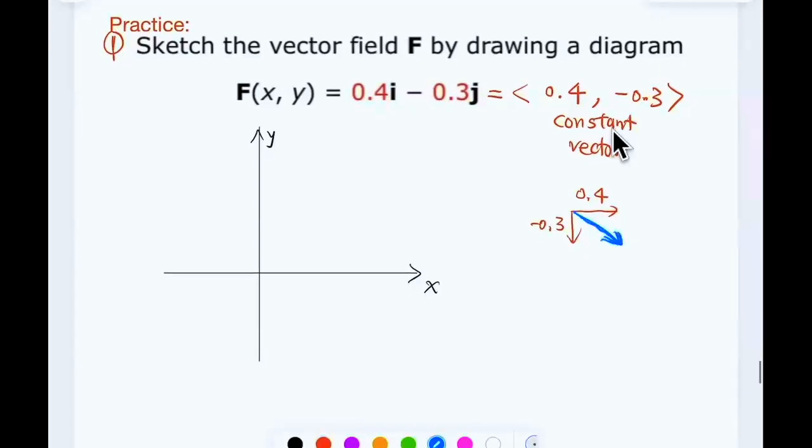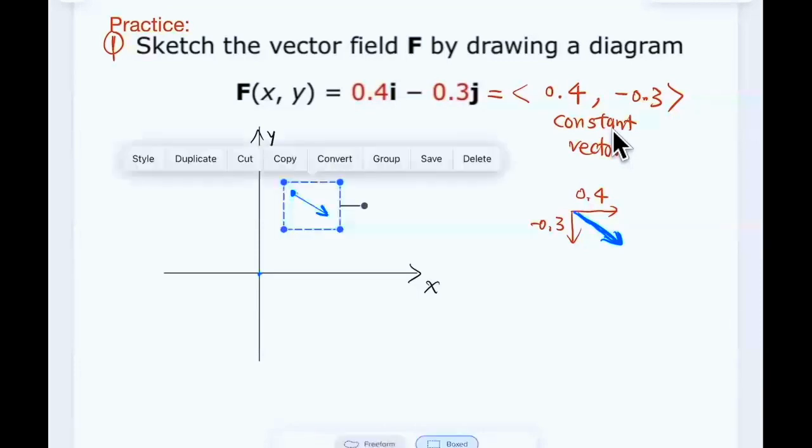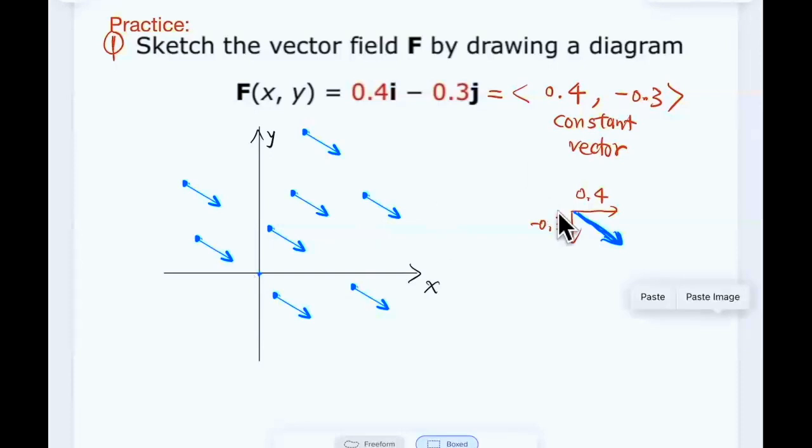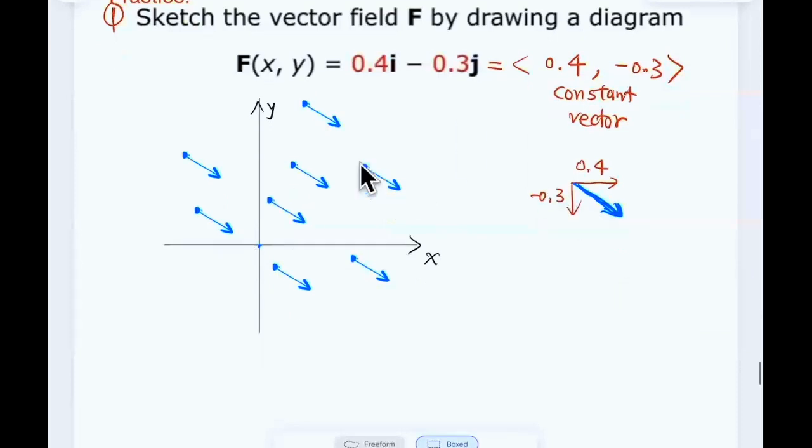So for every point over here, you're going to have this vector here. Okay, so I'm going to actually draw the same vector here. I'm going to copy this, and then I'll paste it. So for every point on the domain, the output will be the same. It's a constant vector. So like that. All right. So this one here is very simple. It's a constant vector, right? So you have that one. Okay. Now, I'll try another one.